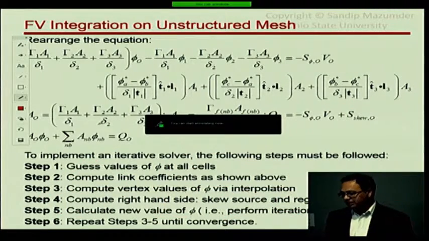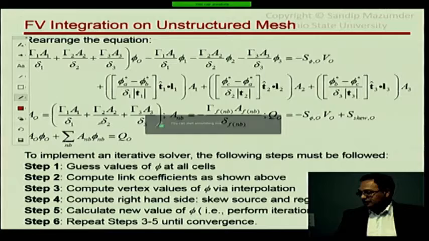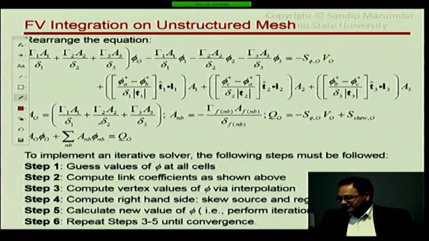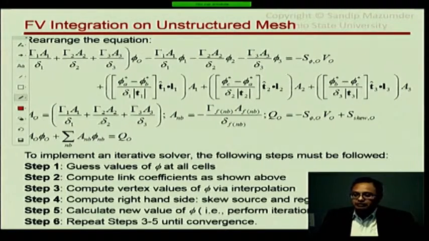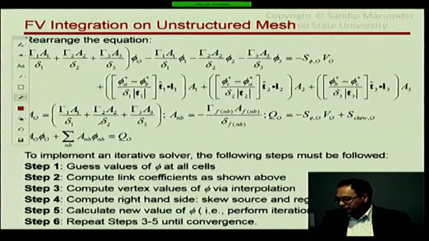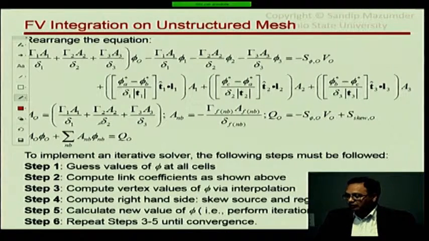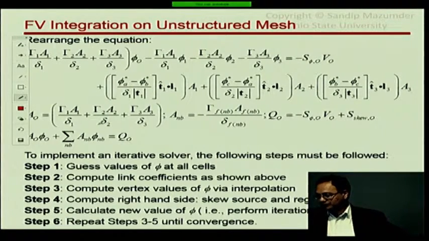So here are the steps to solve this system of equations, or to basically use the finite volume method for solution of a PDE. So you start with your guess for phi, same as before. Give your link coefficients, which are your A naught, A and B, the right hand side vector, Q naught, and so on. You calculate your vertex values by interpolation. That's a new step we are adding now.